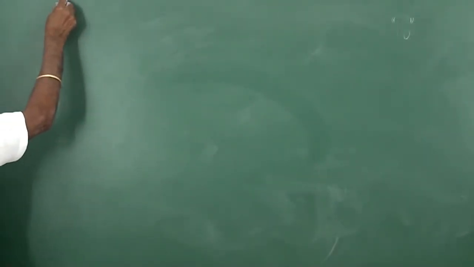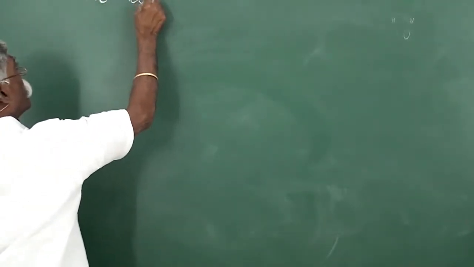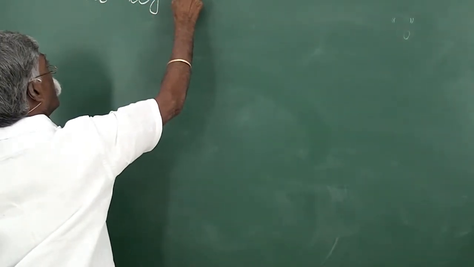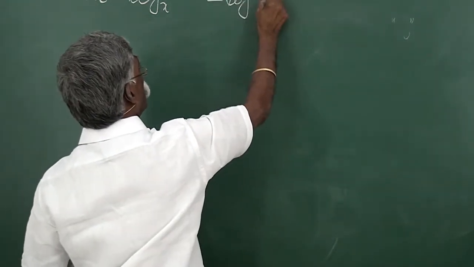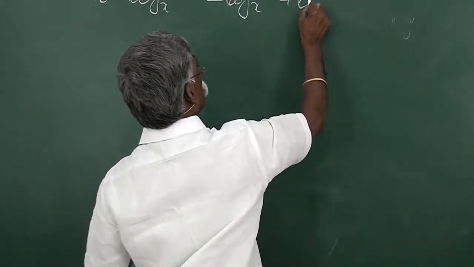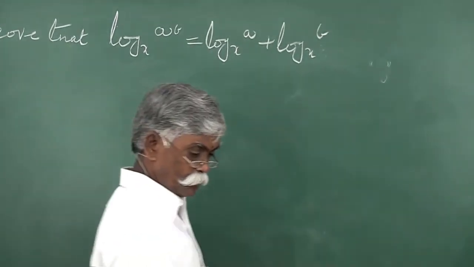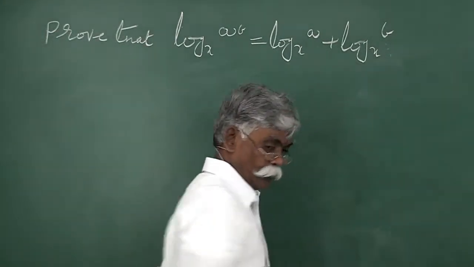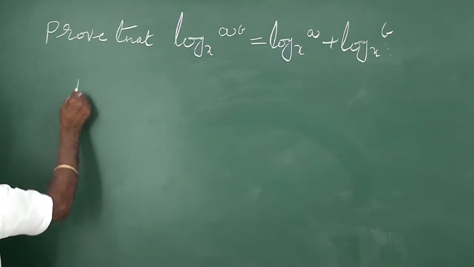Prove that logarithm of AB to the base x is equal to log A base x plus log B base x. So we are asked to prove that logarithm of AB to the base x is log A base x plus log B base x.